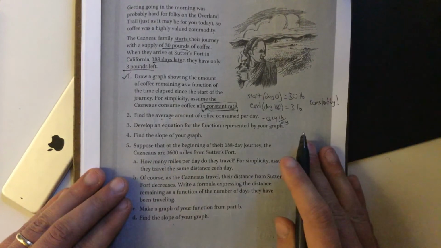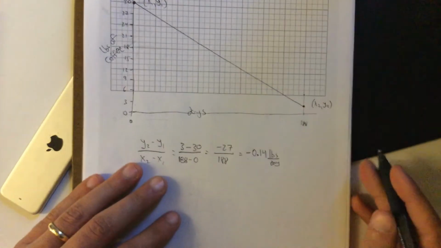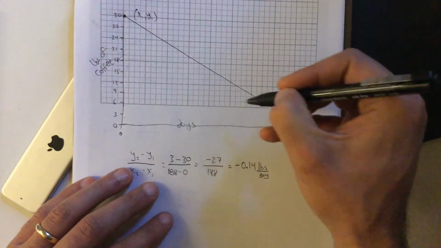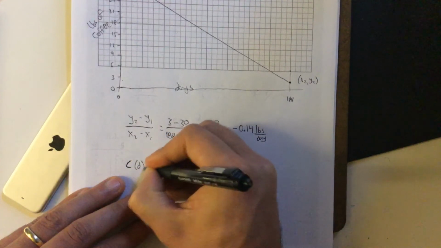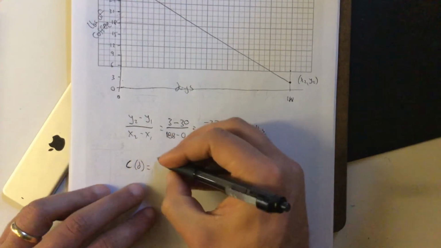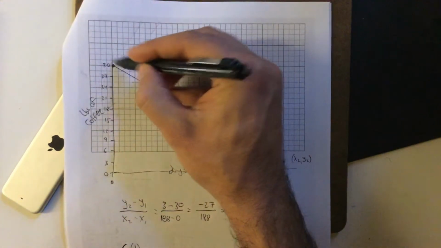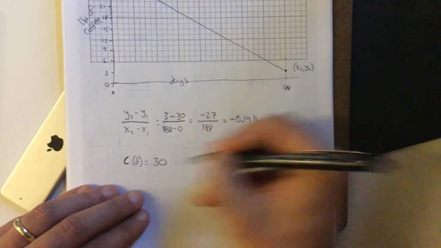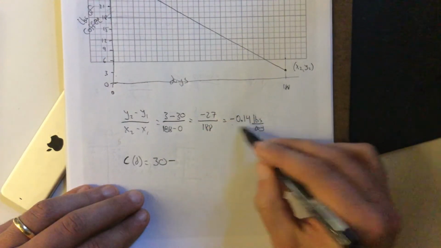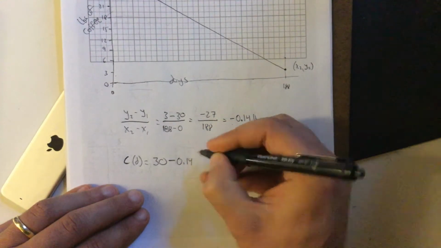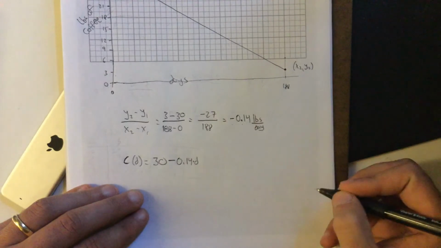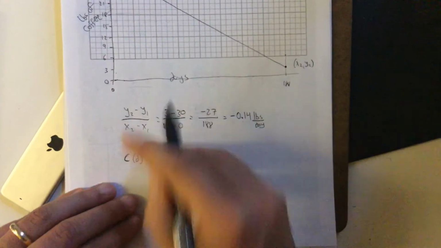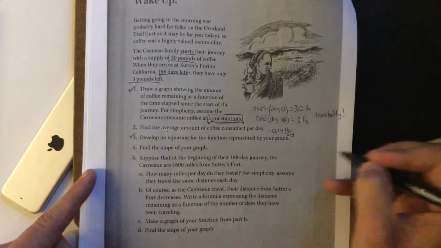Okay, develop an equation. Well, wouldn't the equation be our rate of change? So let's say our coffee as a function of days is going to be however much we start off with, which is this 30. So we start off with 30 pounds, and then we lose 0.14 pounds per day, and that's times D, by the way. Okay, so that's our function. So this is the answer: develop an equation for the function of your graph.